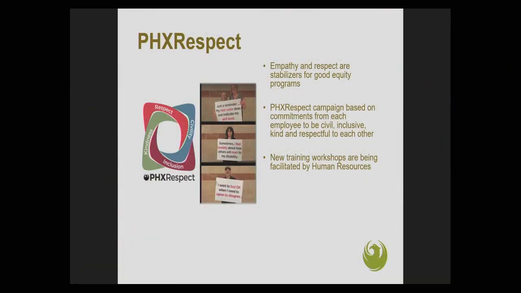New training workshops were designed to replace the civil treatment for employees class previously facilitated by Human Resources. The new workshops will cover topics that include unconscious bias, diversity inclusion, workplace harassment, bullying, and more. Advancing a culture of equity.